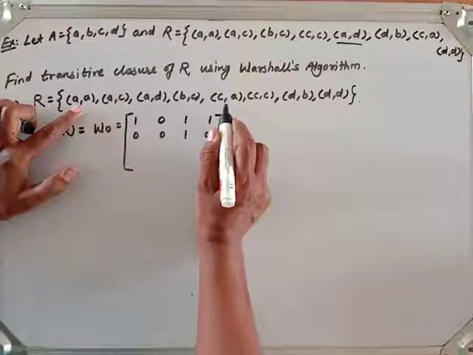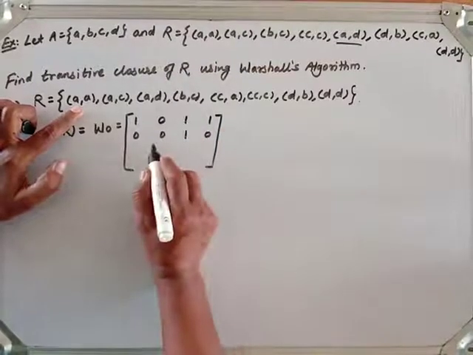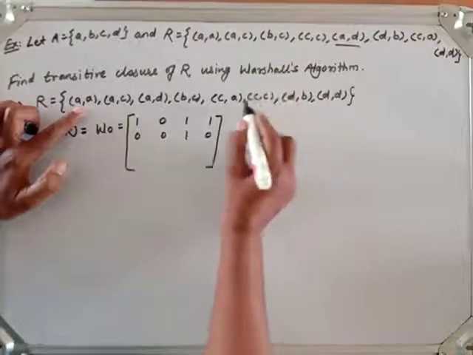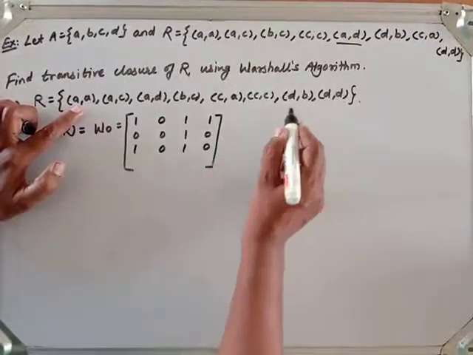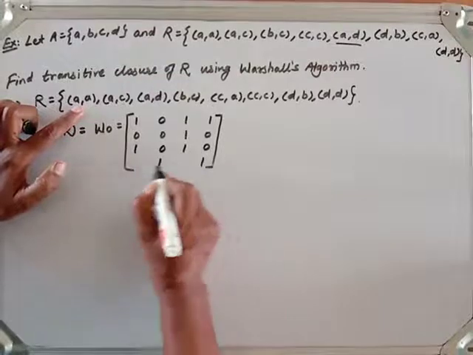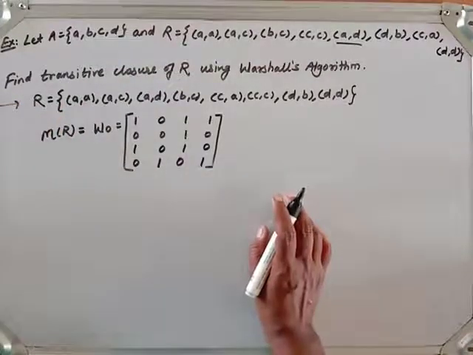Then the next one will be what? CA and CC is there, otherwise 0. Then DB and DD is there.